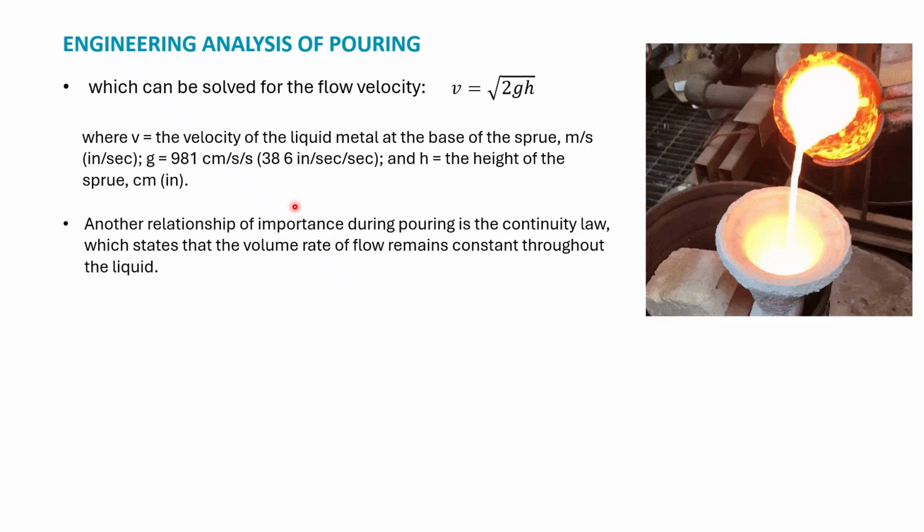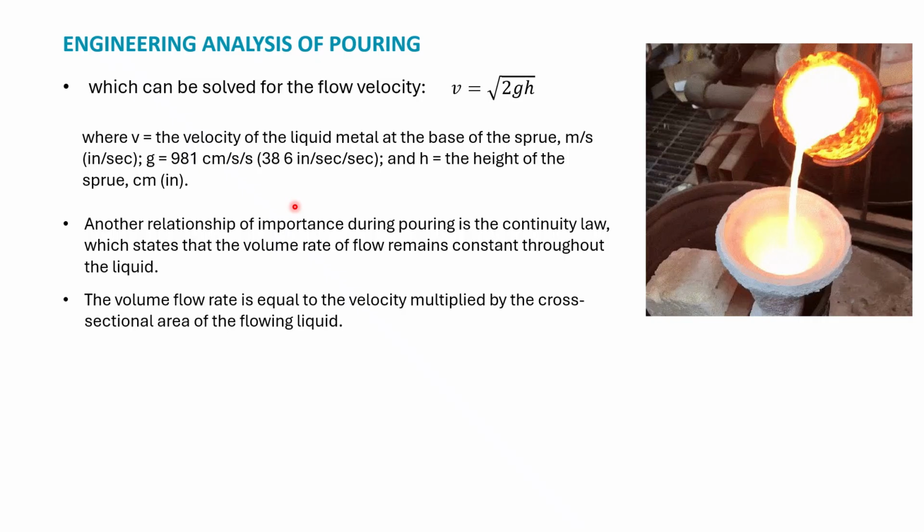That's part number one. Another relationship of importance during the pouring is the continuity law, which states that the volume rate of the flow will remain constant throughout the liquid. Whatever liquid I put at the top is going to be the same flow rate I get at the bottom. Nothing will be lost. So the volume flow rate is equal to the velocity multiplied by the cross-sectional area.